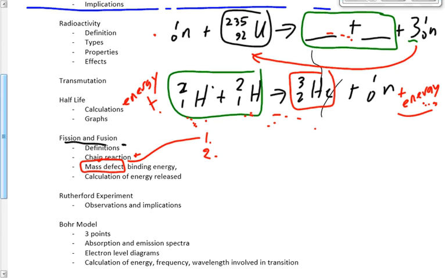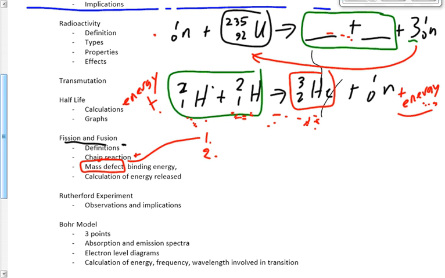The first way we define it is as the difference in mass between the products and the reactants. So this weighs more or less than this? The product weighs less than the reactant. And that mass defect results in energy released. We call that the binding energy, the energy that's released in the reaction. We can find that binding energy by using E equals mc squared.